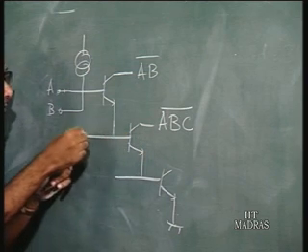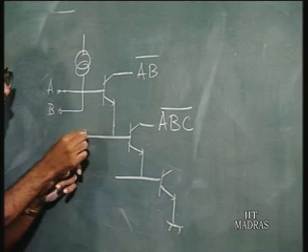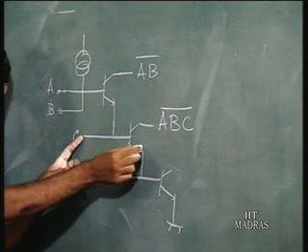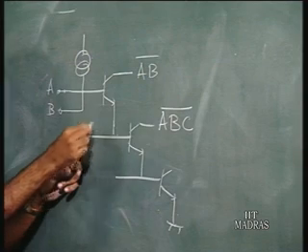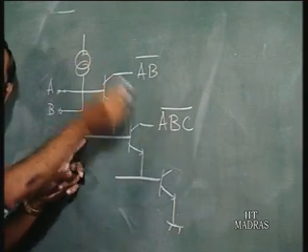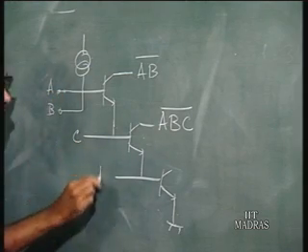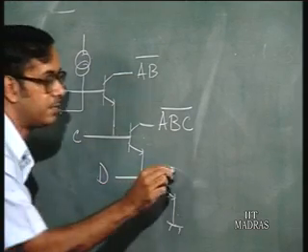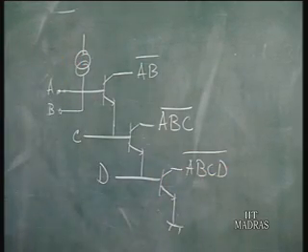And so, if now C is low, this emitter current will flow into the input. This transistor is off, but if C is also high, then this transistor turns on and the output goes low. So, only when A, B and C are all high is the output low. So, if you have D here, you have ABCD bar. This is the NAND of A, B, C and D.